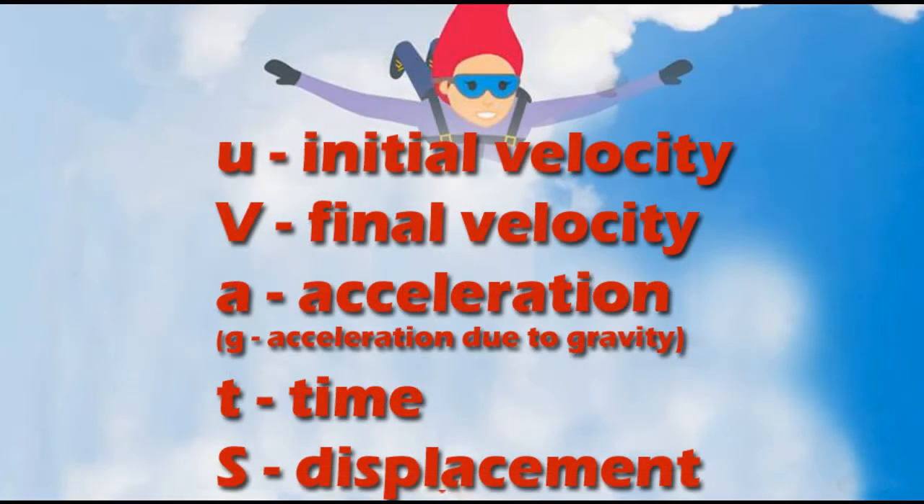Here, u is the initial velocity, v is the final velocity, a is the acceleration. Sometimes we can write it as g also, in case of free fall. And t is the time taken, and s is the displacement.